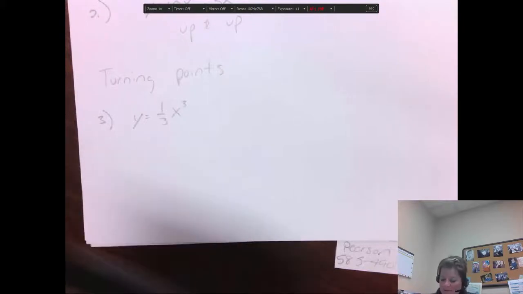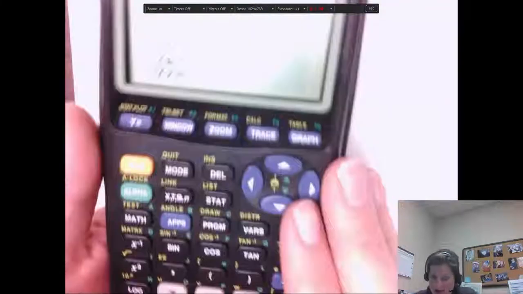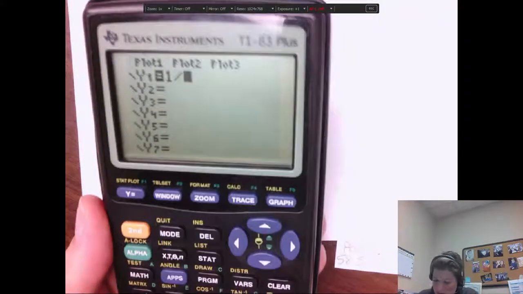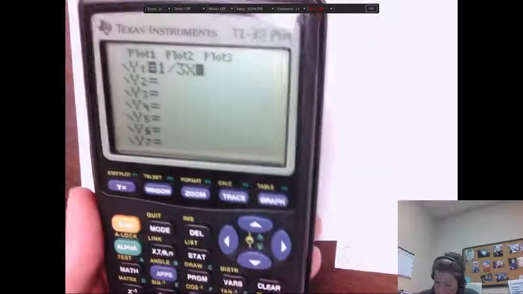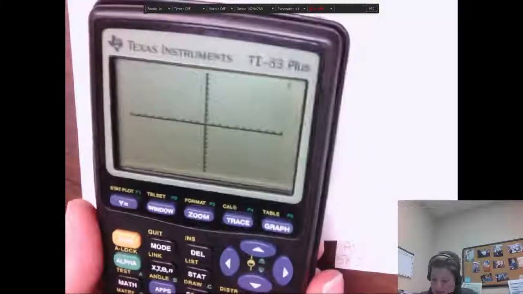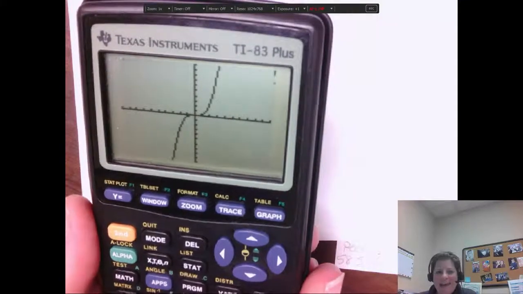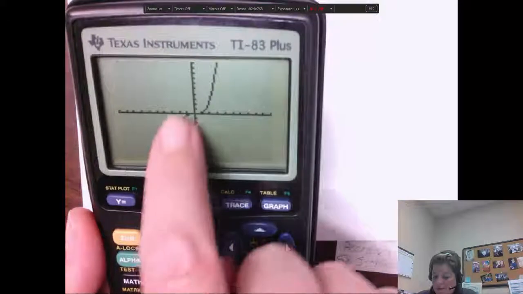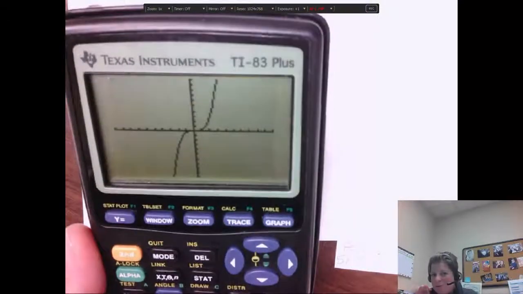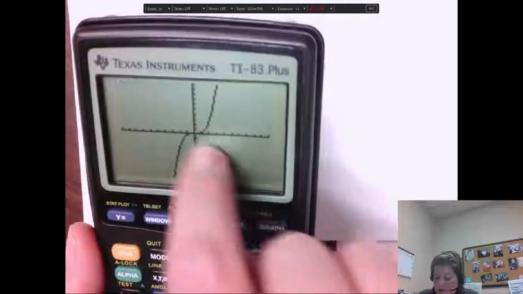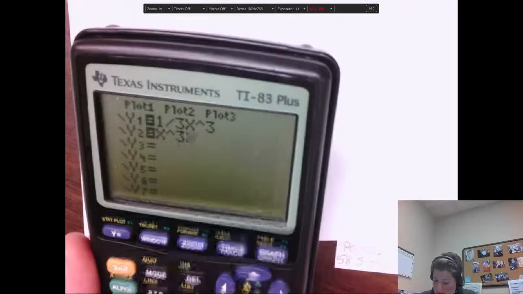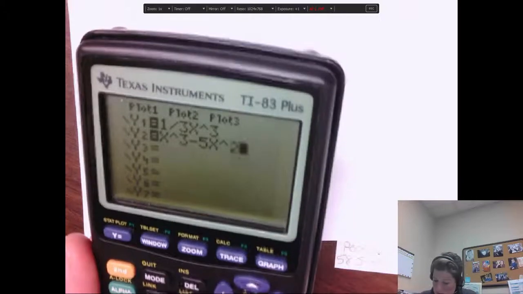So let's graph this. To clear out what I have, I'm going to do 1/3, so 1 divided by 3, x to the third, and I'll graph that. It kind of looks like it has a turning point, but it doesn't. It's always increasing, increasing, increasing. It kind of goes a little whoop and stays here a little long, but it doesn't go down and then up. So one that would probably have turning points, let me do 1/3 x to the third minus 5x to the second, something like this.